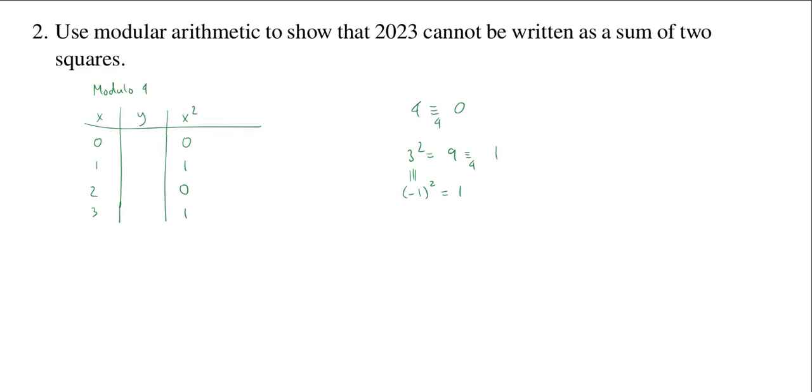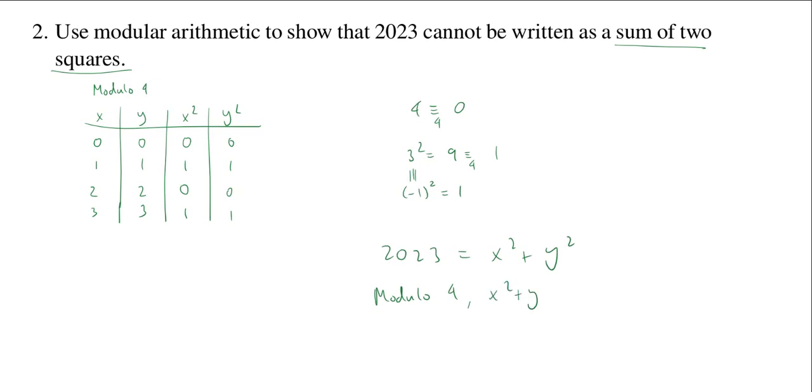If I had another number, y, also 0, 1, 2, or 3, then my y squareds are also going to be 0, 1, 0, and 1. So if I'm trying to write 2023 as x squared plus y squared, a sum of two squares, then if I reduce that modulo 4, I need to be taking either a 0 plus a 0, or a 0 plus a 1, or a 1 plus a 0, or a 1 plus a 1. Those are the only options for x squared and y squared. They're either 0 or 1. There's 4 options.